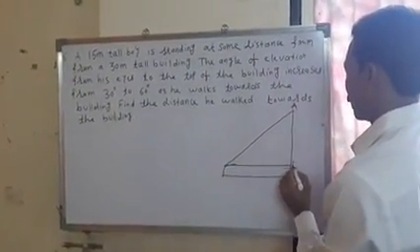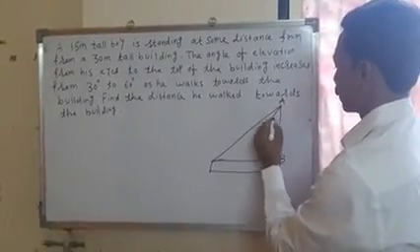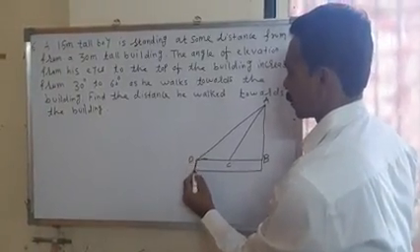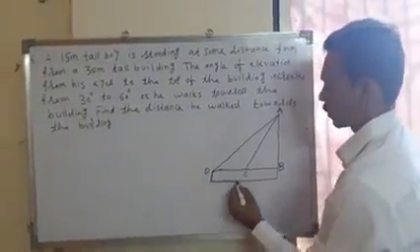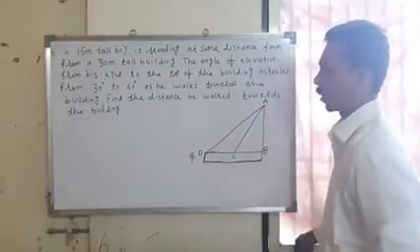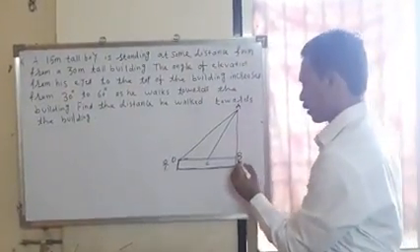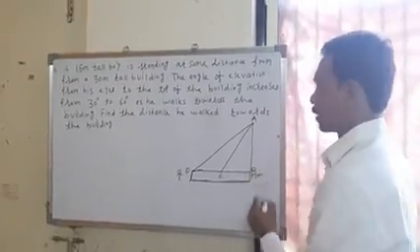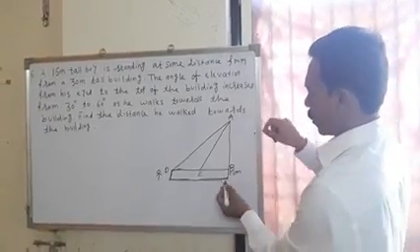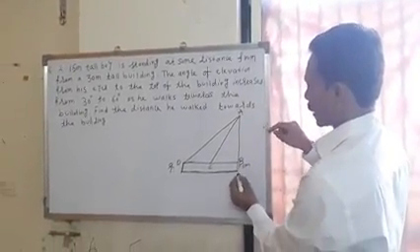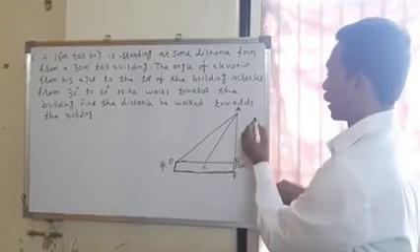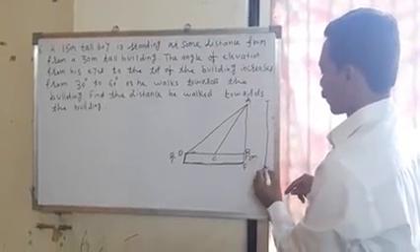This is A, B, C and D. This is the boy. What is the height of this boy? 1.5 meters. And what is the total height of the building? Let's call this AF. What is the total height of the building? 30 meters. This whole is 30 meters.